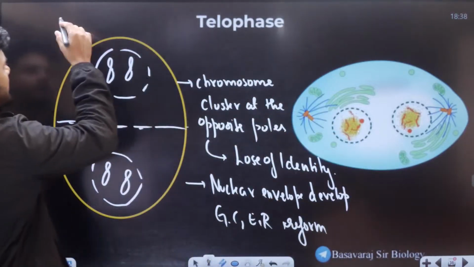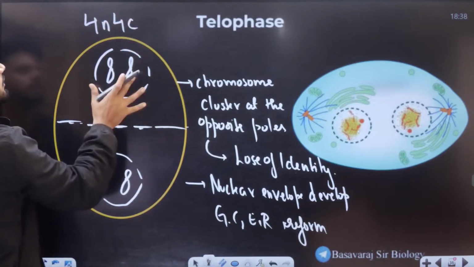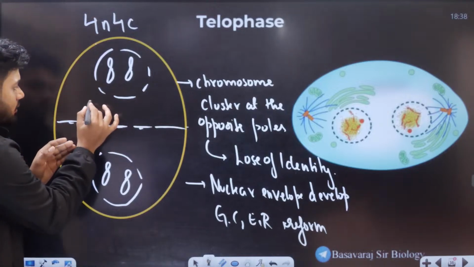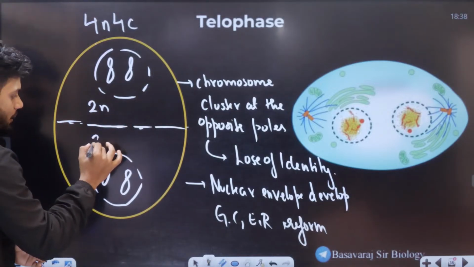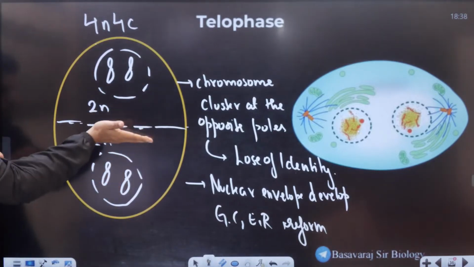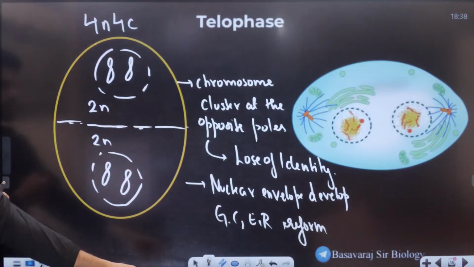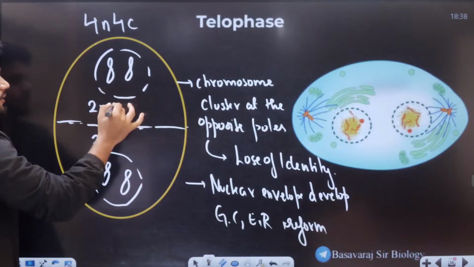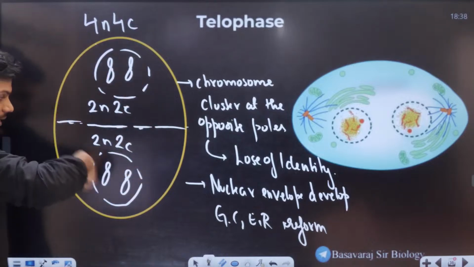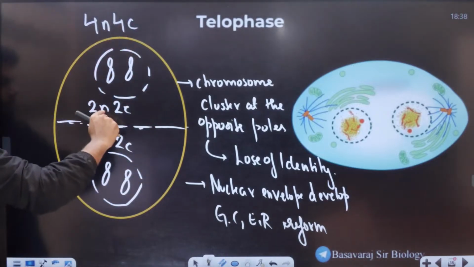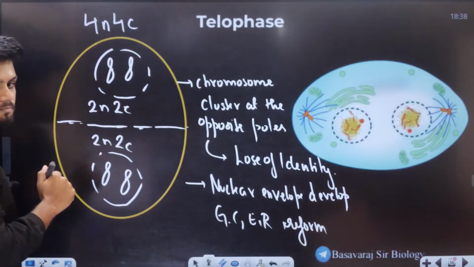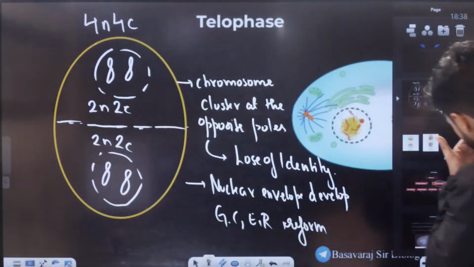The entire cell is 4n 4C fresh out of your anaphase. Now, out of this 4n, can I tell 2n is going this side and 2n is going this side? Half of it is dividing. Half the number of chromosomes are coming this side, half are going up. Half of the DNA content is this side. So the entire cell right now is 4n 4C, but per nuclei, this side nuclei is 2n 2C and this side nuclei is 2n 2C.